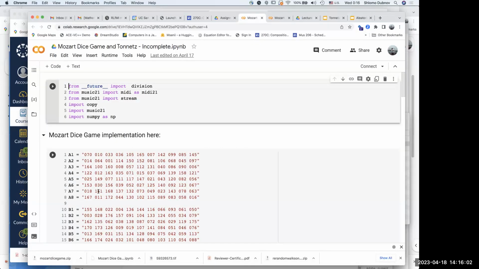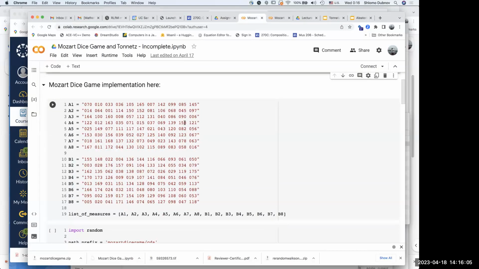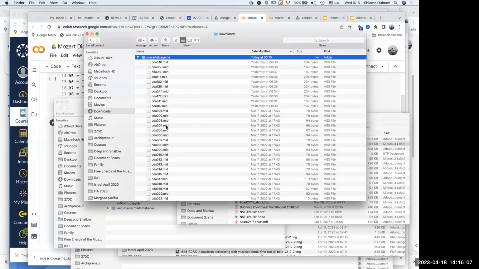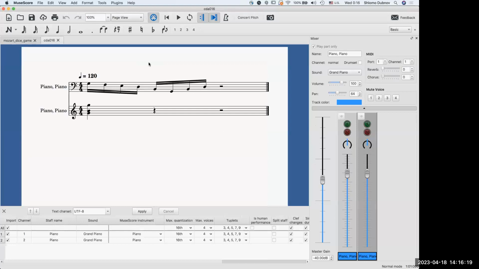If we go back and look at the Mozart dice game, here are the different names that all should have these CDA and the 3 digits that represent the MIDI clip. So if we open one of them, you can see that they are basically short musical excerpts, and they all have the same length. It's not a full bar, actually half a bar. It's 2 quarters.